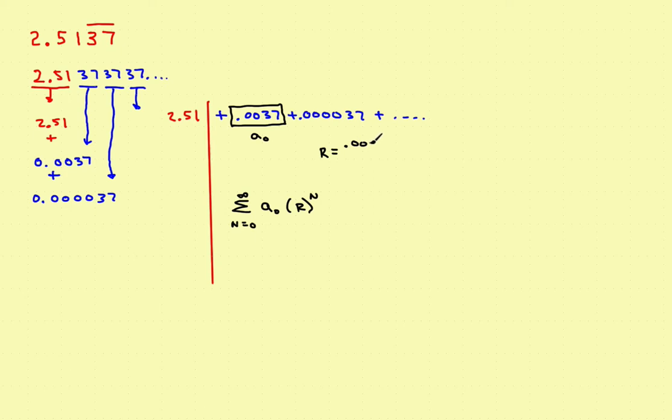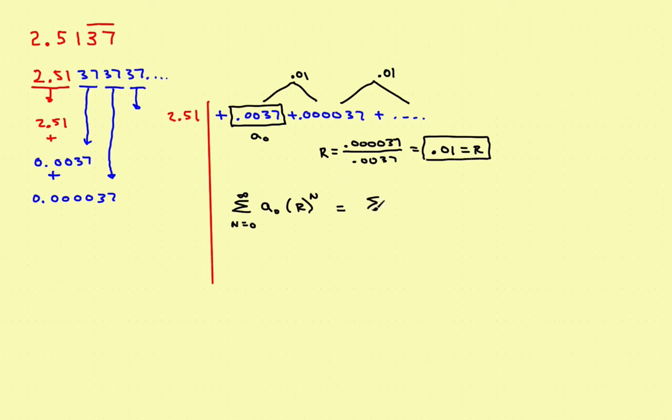So 0.00037 divided by 0.0037. And when you do that, you'll get 0.01, and that's going to be the common ratio. And again, what this is would be if you take the first term and multiply it times 0.01, you get the second term. If you take the second term and multiply it times 0.01, you get the third term, and so on.